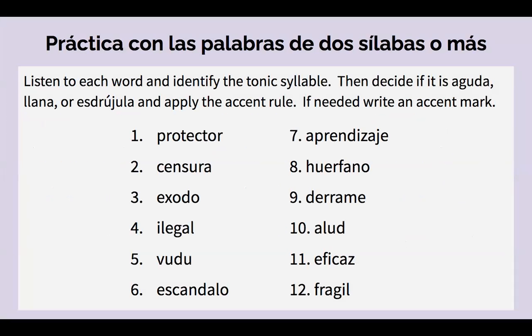All right. Here is a practice with words of 2 or more syllables. I will say each one. Your job is to identify the tonic syllable, decide if the word is aguda, llana, or esdrújula, and apply the accent rule. If needed, write an accent mark. Some words may have a diphthong. Número 1, protector. Protector.